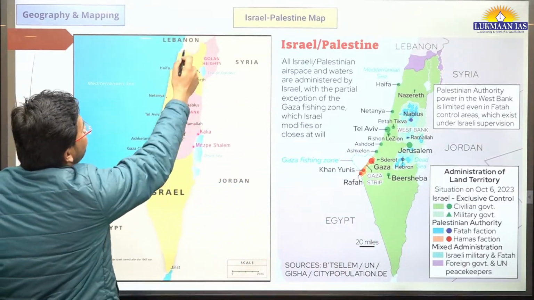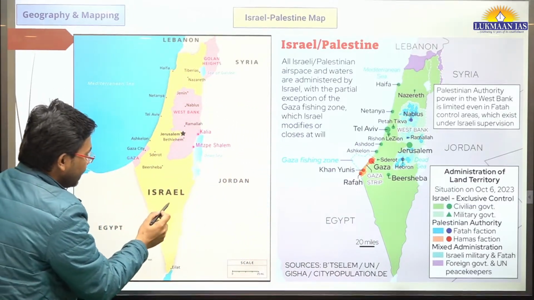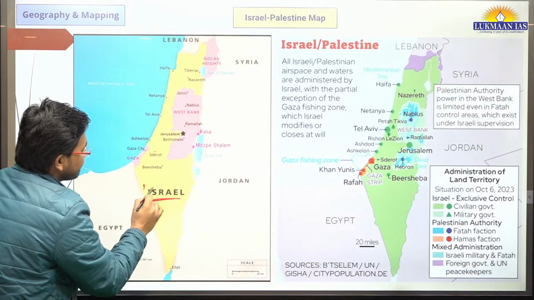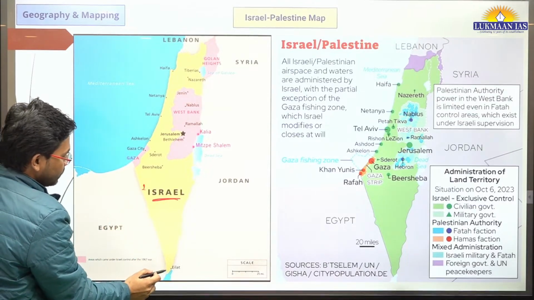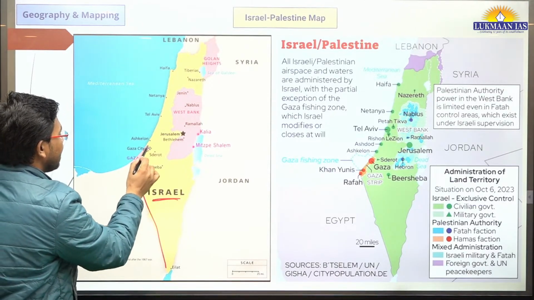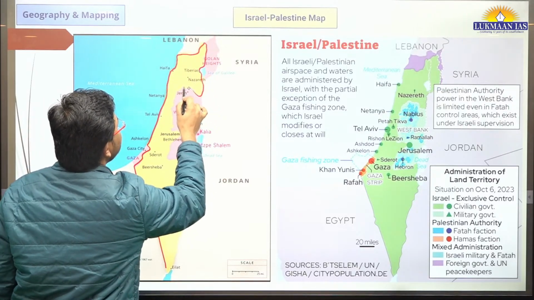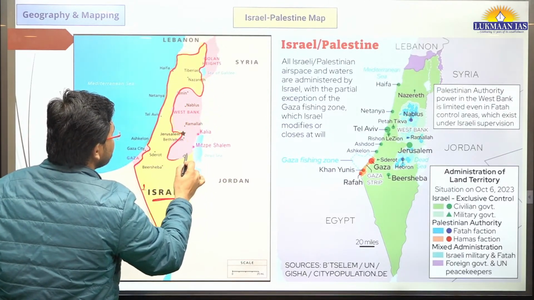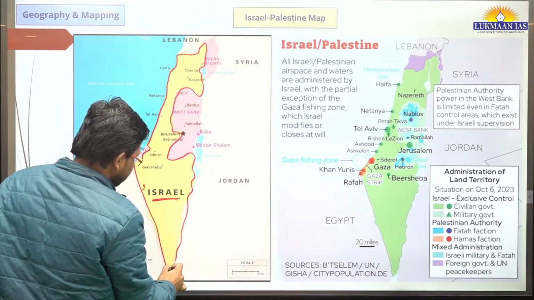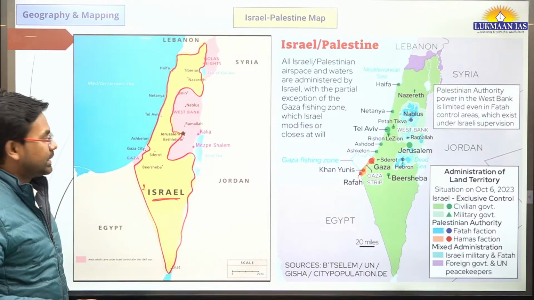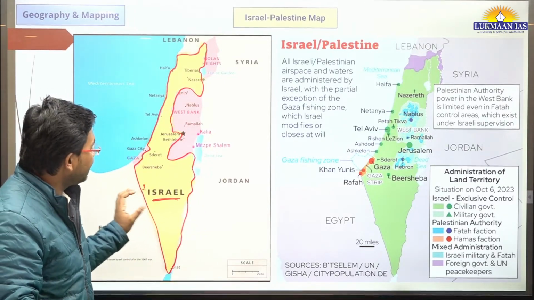So the yellow colored map that you can see here, the yellow shaded region, this is Israel. This is the state of Israel, okay. So I am just drawing the outer borders of Israel, okay, the outer borders of Israel. So this is the outside border of Israel, okay. This is the map of Israel, all right.